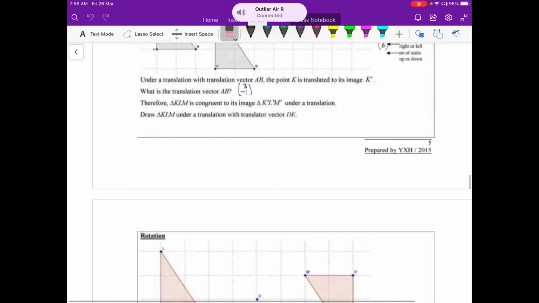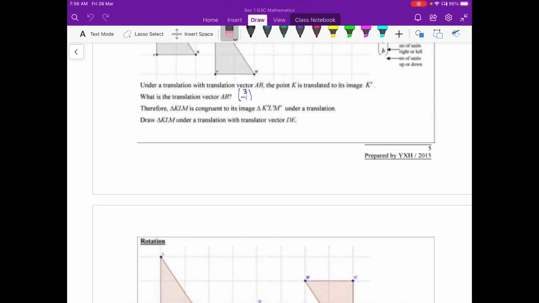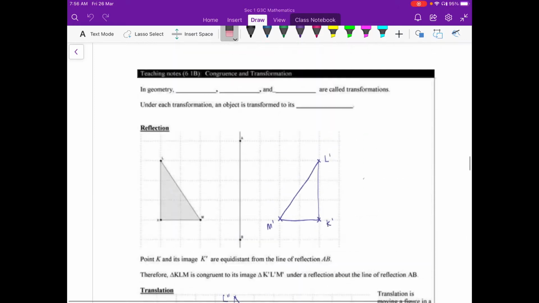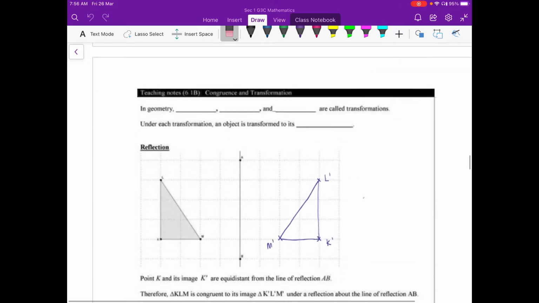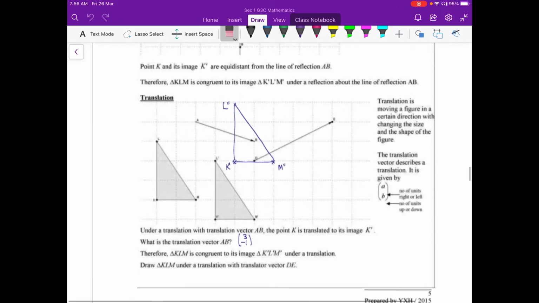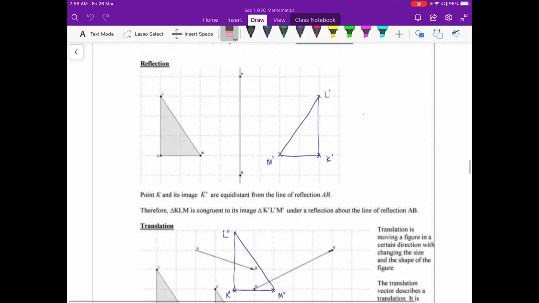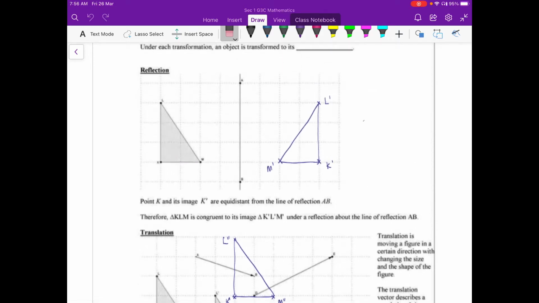So yesterday we had some homework questions. We were told to go online and check out what translation is actually about, as well as rotation. Yesterday in class we finished our reflection. So we reflect along the mirror, along the line, in this case line AB.